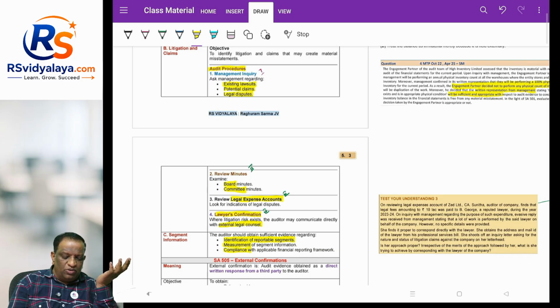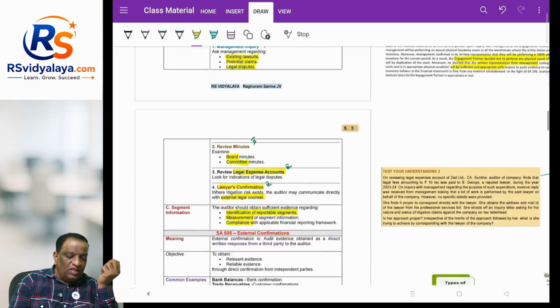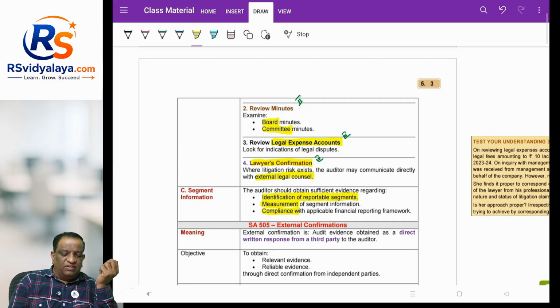So, this slightly overlaps with external confirmation. Therefore, whenever we go to that chapter, we will try to cover that as well. Then the last piece of it, segment information.